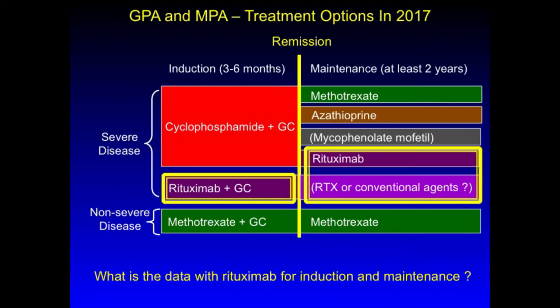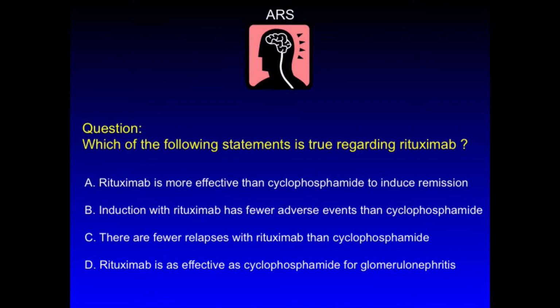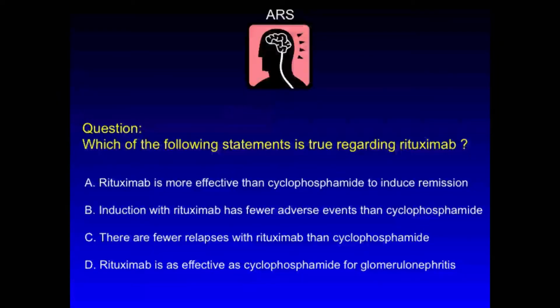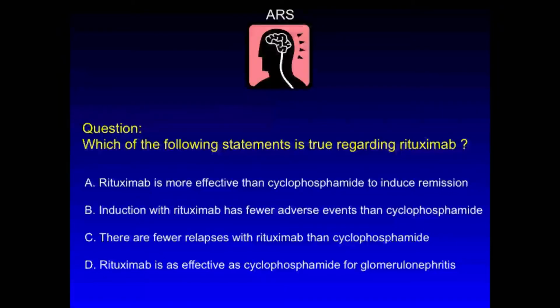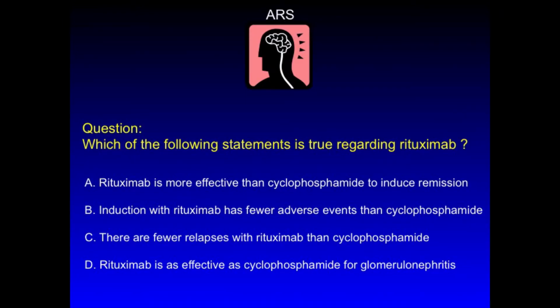So as we shift then, as far as reflecting on the data that we have with rituximab, we consider what do we know both in terms of induction and maintenance. So this is our third ARS question. Which of the following statements is true regarding rituximab? A, rituximab is more effective than cyclophosphamide to induce remission. B, induction with rituximab has fewer adverse events than cyclophosphamide. C, there are fewer relapses with rituximab than cyclophosphamide. Or D, rituximab is as effective as cyclophosphamide for glomerulonephritis.